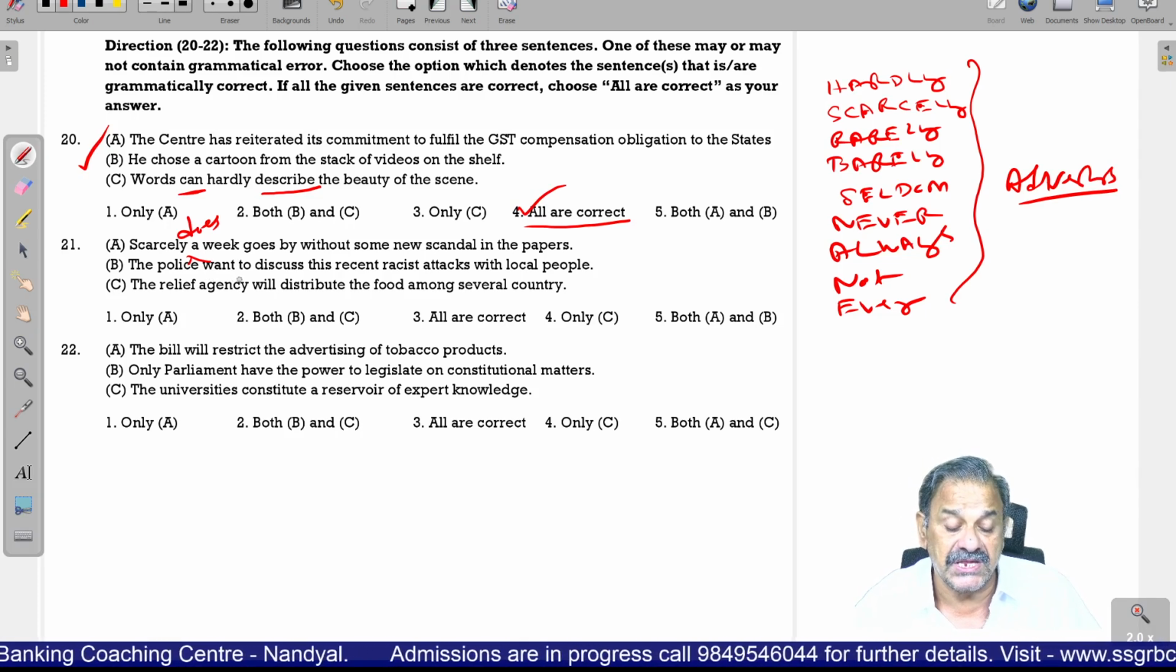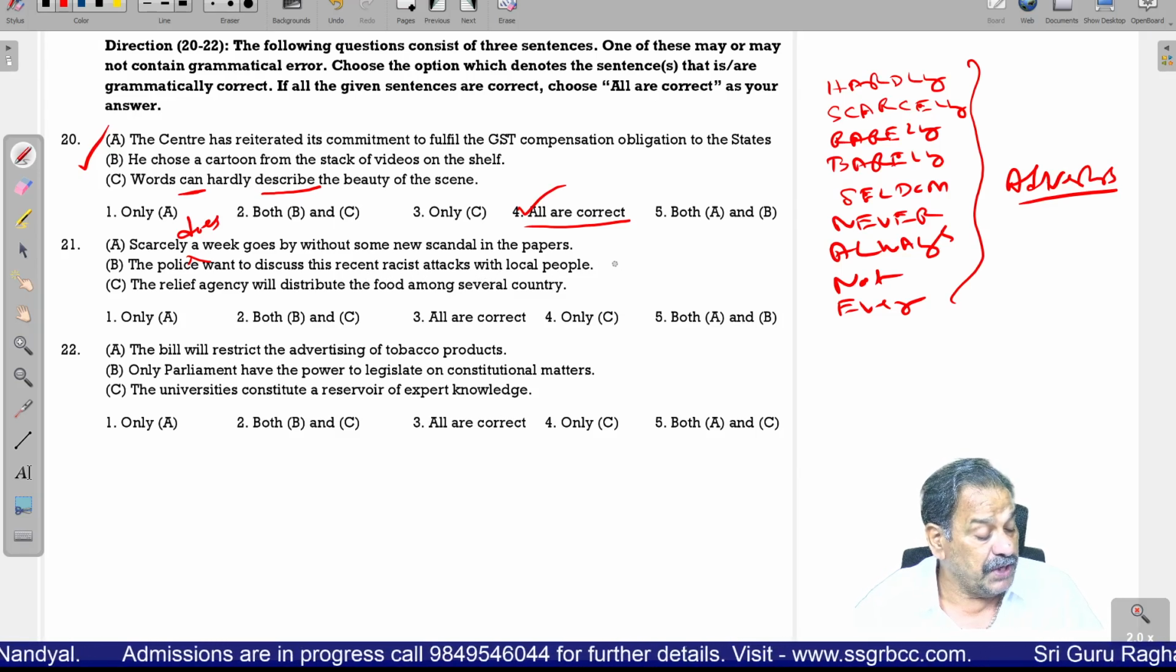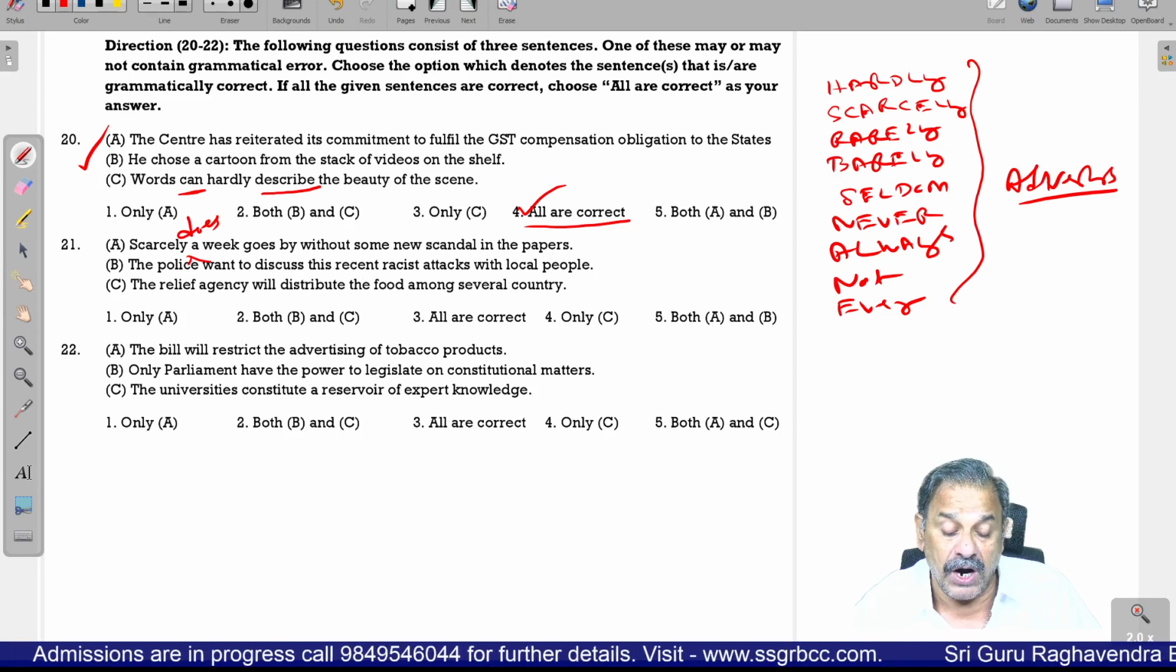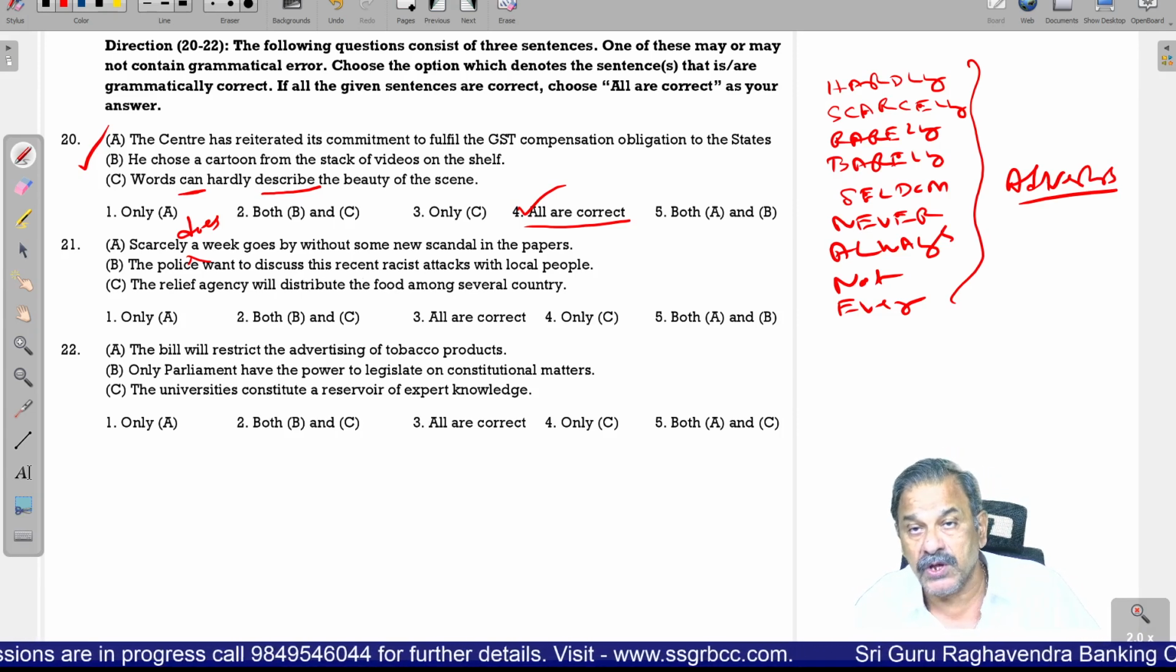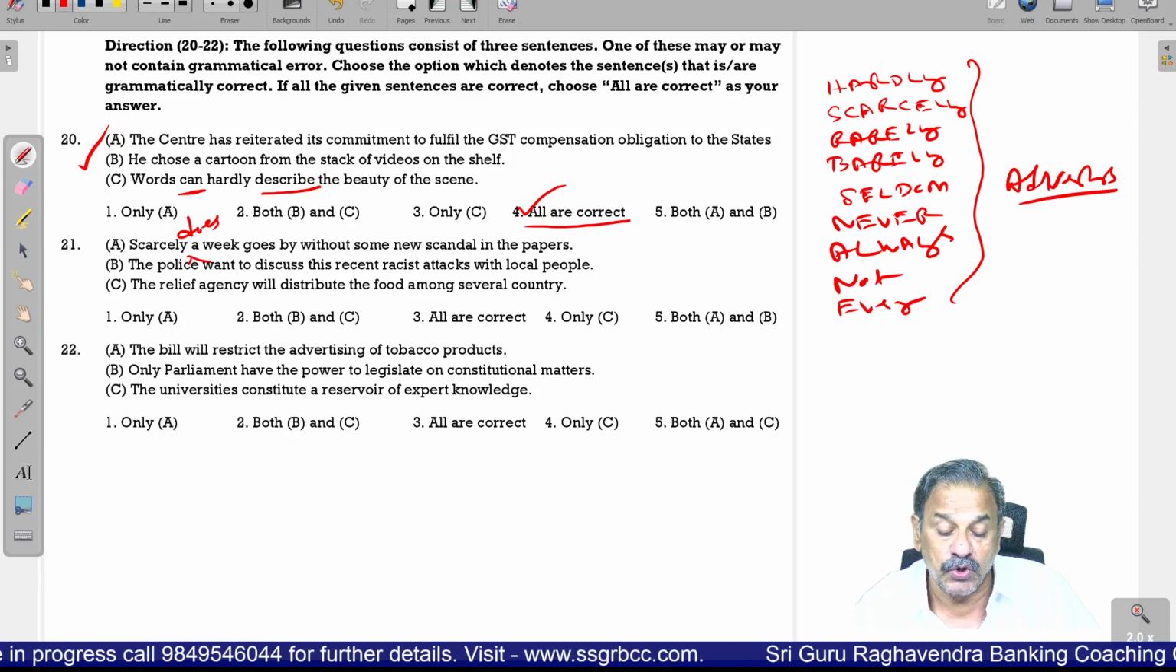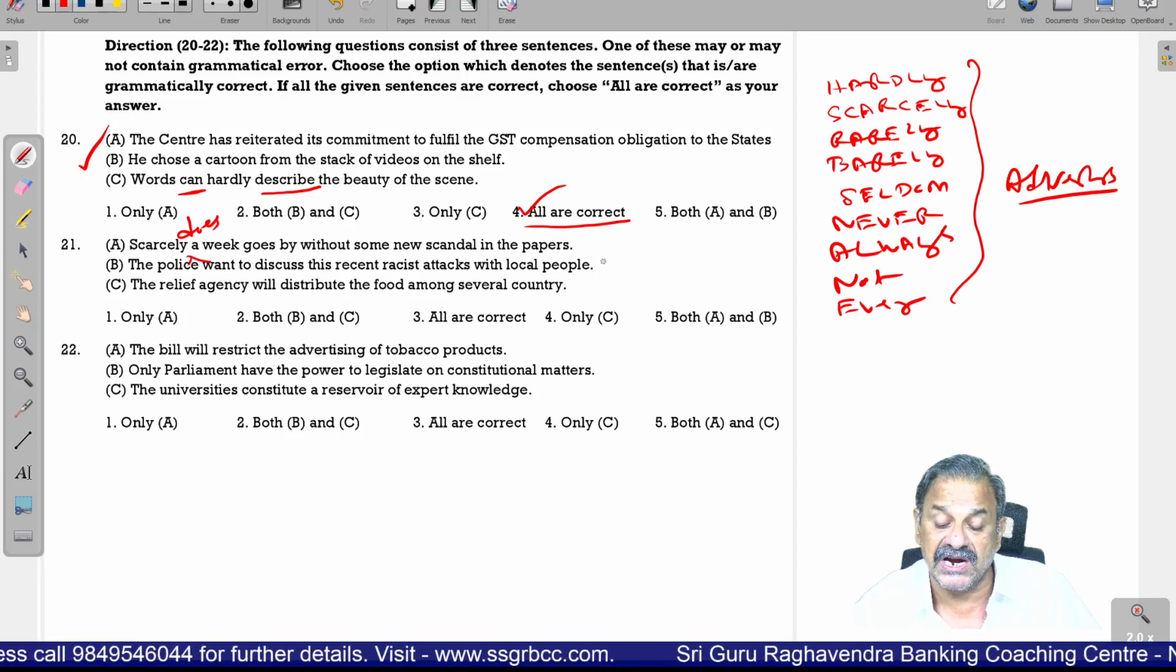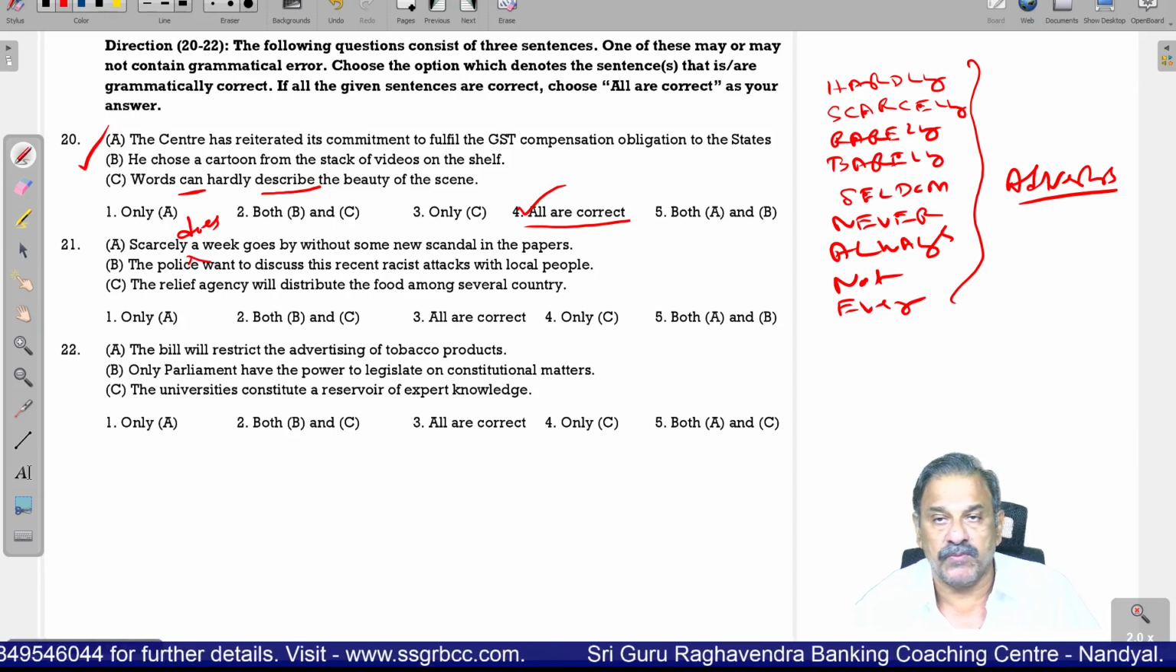The police want to discuss this recent racist attacks with local people. The police, people, so plural, so want, plural, to discuss this recent racist attacks with the local people. There is no error.